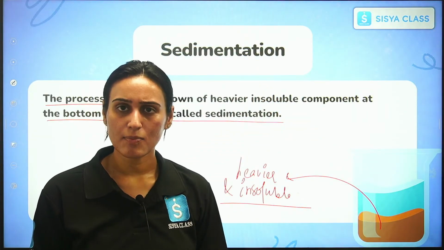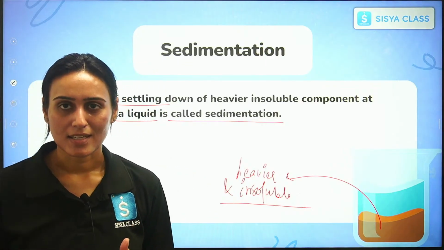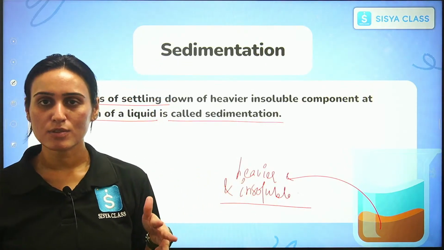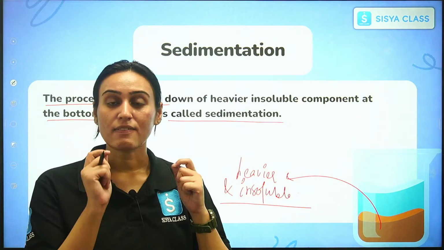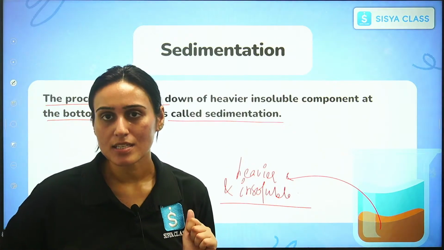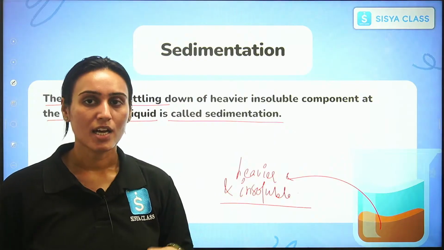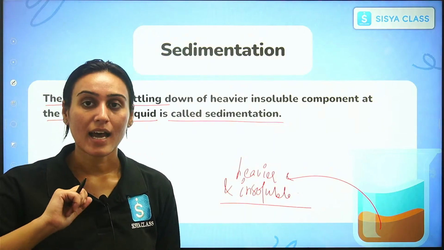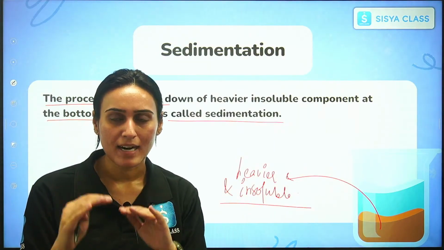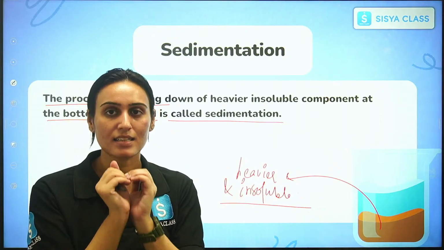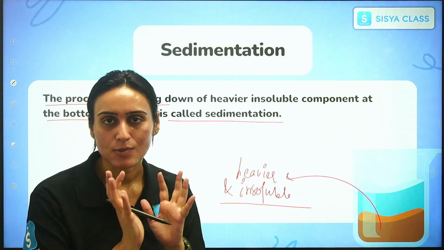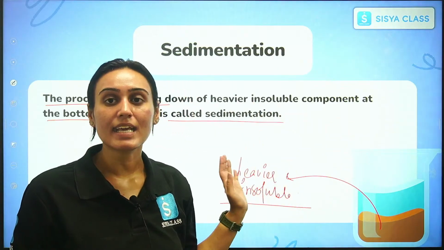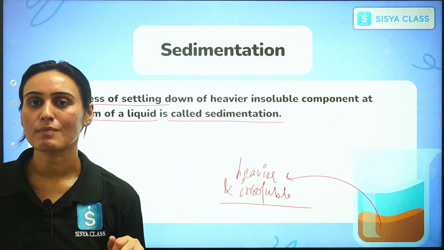Is this how we separate them? No, we are not done with it, right? You have just seen the separation of two layers. Now we have to separate them completely. What should we do for that? We are going to do decantation. What is decantation? Very slowly you will tilt the beaker so that the bottom heavier particles are left at the bottom of your container, and very slowly and gradually you will decant the clear liquid from that container.